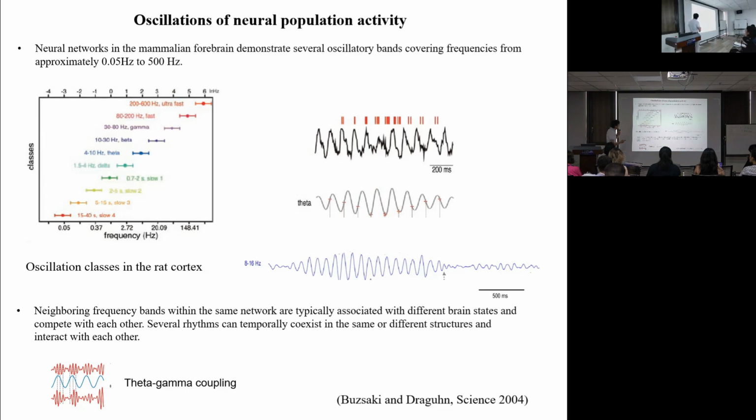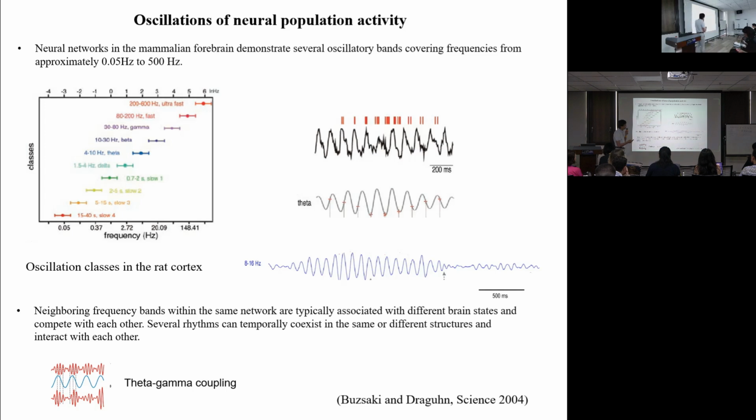Here I have different frequencies, these are different classes. Oscillations can be very, very fast. This case is ultra-fast oscillation, around 200 to 600 hertz. Then if we go down, this would be gamma oscillations, from 30 to 80 hertz. Gamma oscillations are extremely important in the brain, related to our cognitive functions, attention, and so on. Then here we have theta oscillations, which are also important. Anyway, all oscillations are very important. As you can see, oscillations span from very fast to very slow bands.